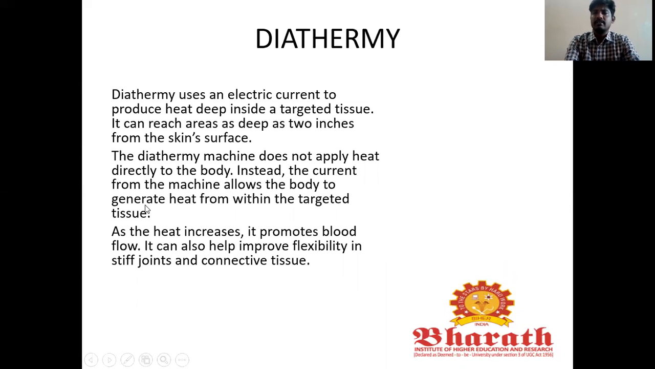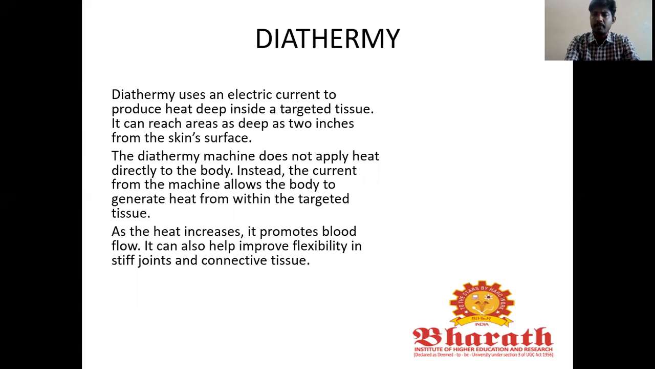Diathermy: the basic principle and introduction are over. How diathermy works, we can see now. Diathermy uses an electric current to produce heat deep inside a targeted tissue. It can reach areas as deep as 2 inches from the skin surface.